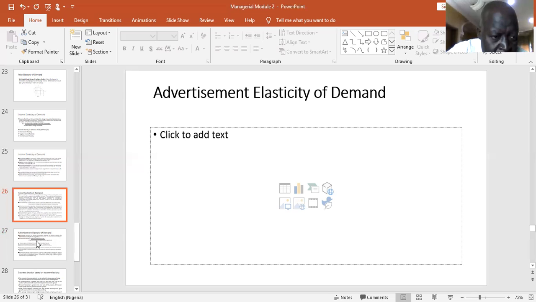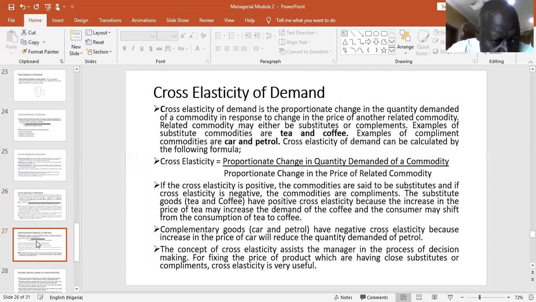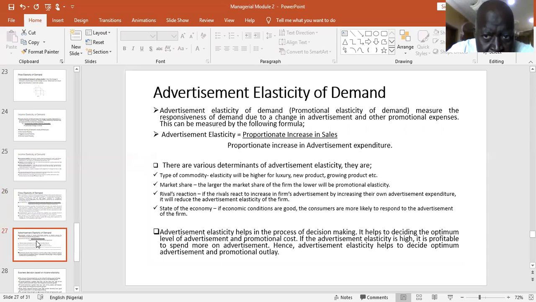Now, advertisement and elasticity of demand. Now, you know, companies spend a lot of money in advertisements. Take, for instance, the telephone companies, the GSM service companies. You see them always advertising, spending huge amount of money creating billboards and advertisements on radio, on television, on every available space. They do that because they want to promote sales. They want to increase their sales.